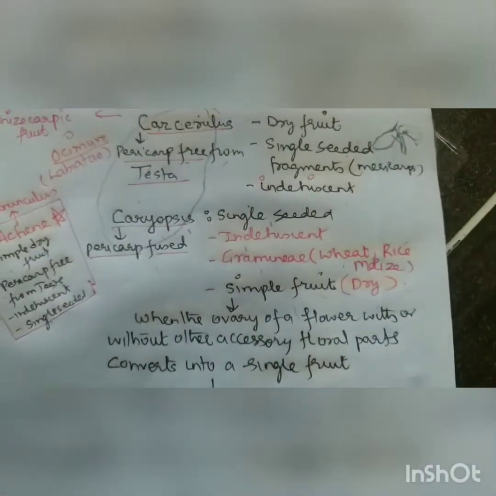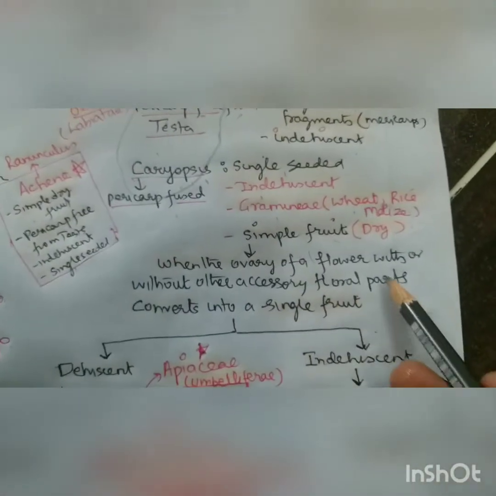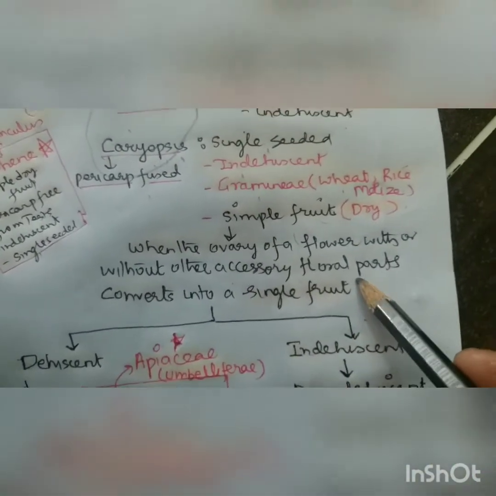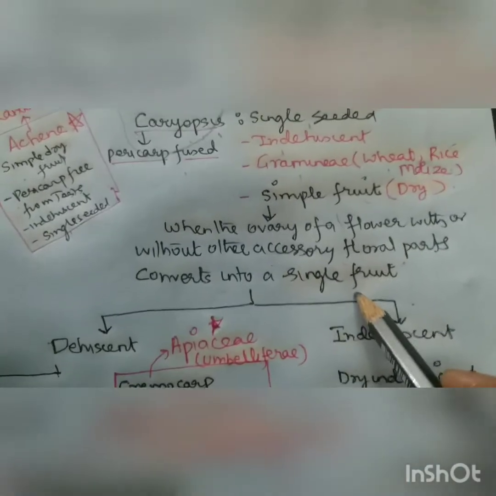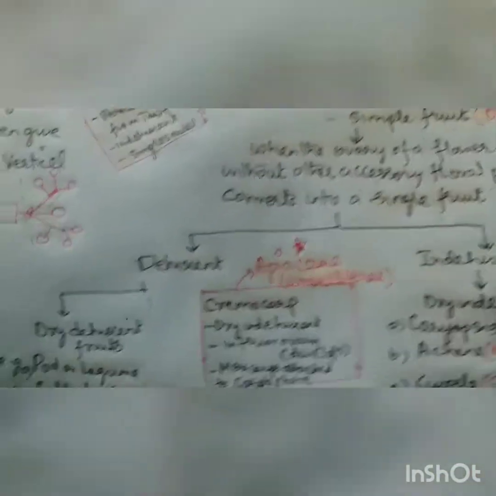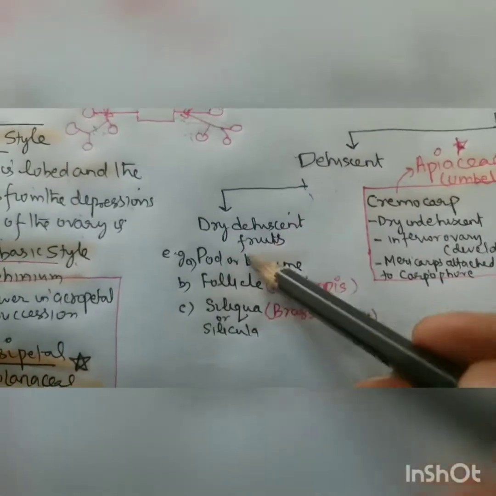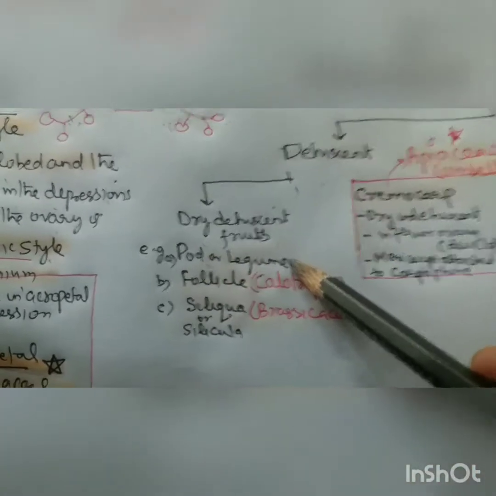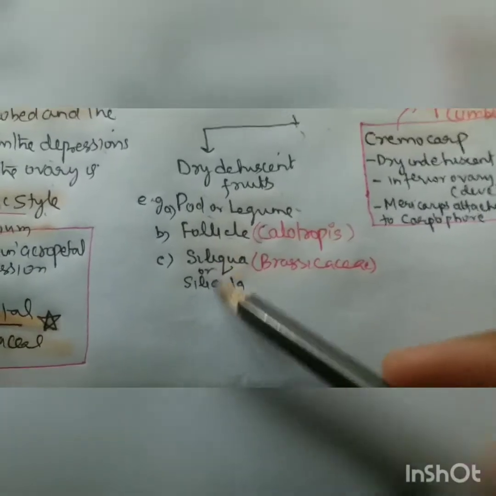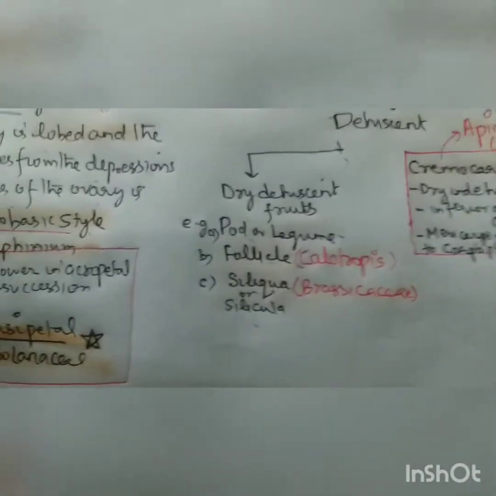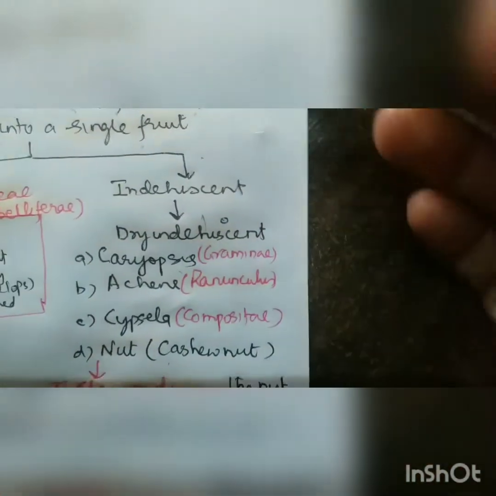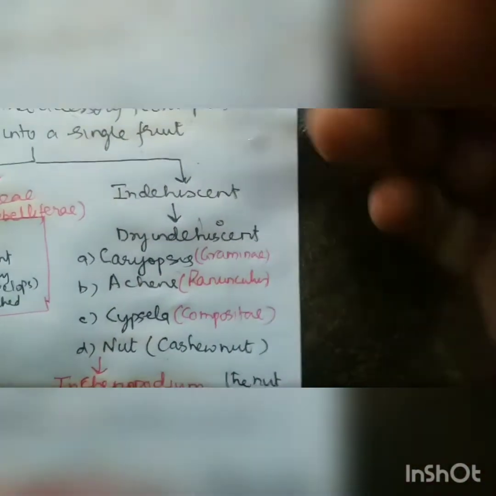These are all simple dry fruits. What is a simple fruit? When the ovary of the flower, with or without accessory floral parts like sepals, petals, androecium, converts into a single fruit, it is called a simple fruit. It is of two types, dehiscent and indehiscent. Among dry dehiscent fruits there is the pod, in the Leguminosae family. Follicle, Calotropis, I will do in subsequent years. Siliqua and silicula I did already in Brassicaceae. Among indehiscent fruits, caryopsis I explained just now, and achene in Ranunculaceae.